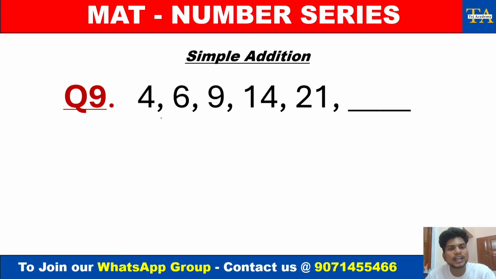So here is our ninth question. It is 4, 6, 9, 14 and 21. So if you observe here, 4 plus 2 is 6 and 6 plus 3 is equal to 9 and 9 plus 5 is equal to 14 and 14 plus 7 is equal to 21.